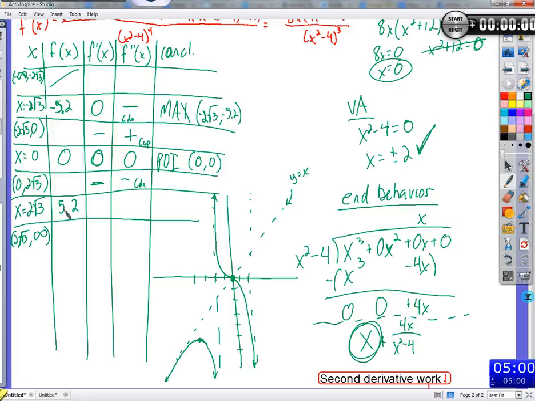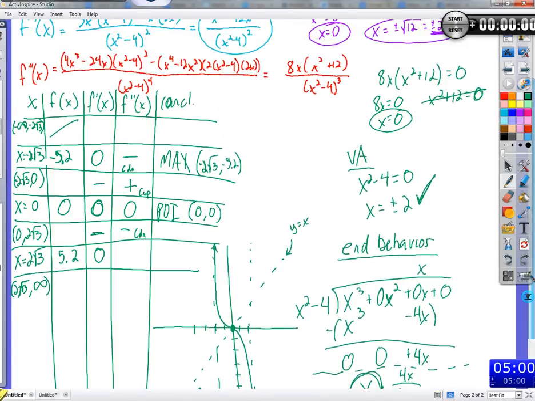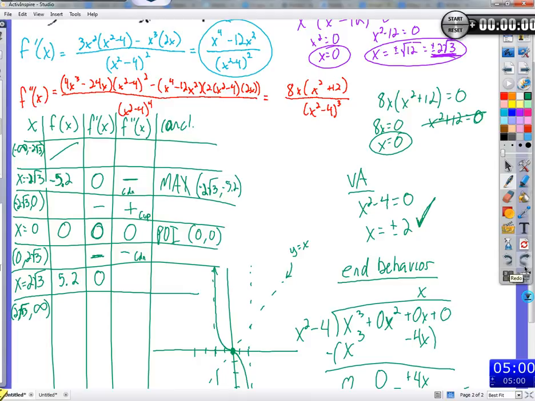Okay, so 5.2, the value of f prime is 0 at that point, so we maybe have a max or a min. Okay. We'll use the second derivative to determine that. How are we going to do that? I just said we're going to use the second derivative to test and see if it's a maximum or a minimum. How do we do that? Plug what in? Root 3 into it. We're just going to see if it's positive or negative, that's all we care about. Positive or negative.